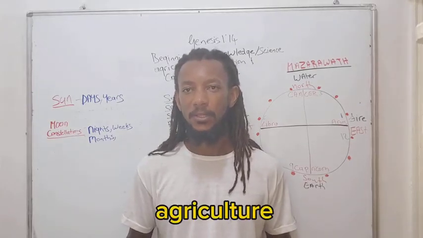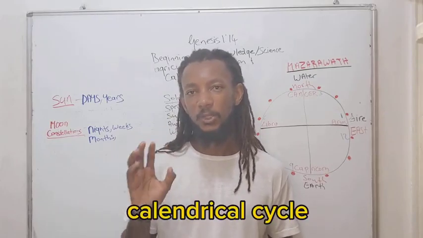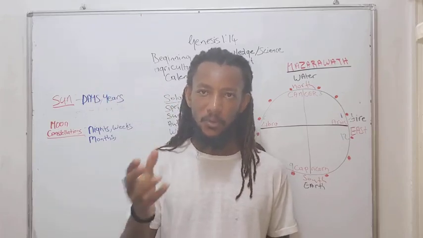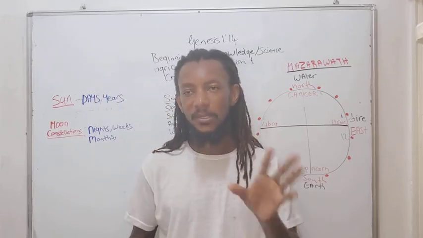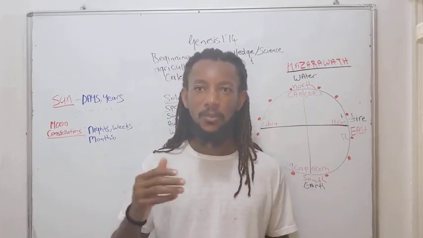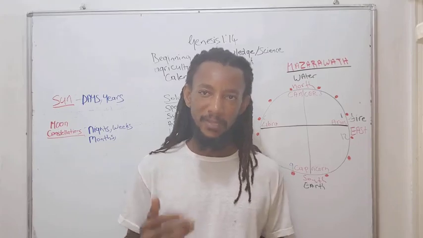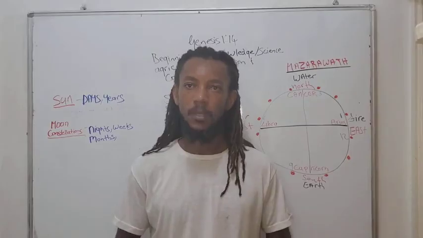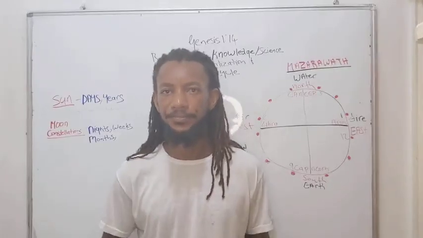We're going to look at agriculture. We're going to look at the entire calendrical cycle, the circuit of the stars throughout the course of the year, which gives us the different seasons. We're going to look at the lunar feast days, the solar festivals also. So we're going to cover everything. So let's get started.